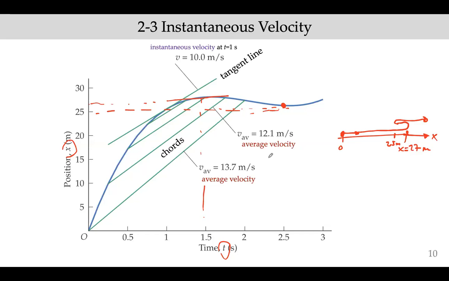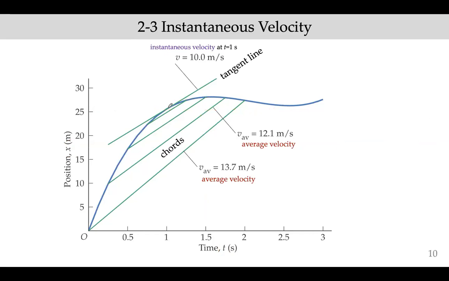Okay, if you want to find, again, instantaneous velocity, let's say at time equals 1 second, it will be this point. So time equals 1 second is this point. If you want to find the instantaneous velocity, what you would do is draw a tangent line and then calculate the slope. So it turns out for this plot, the velocity is 10 meters per second.